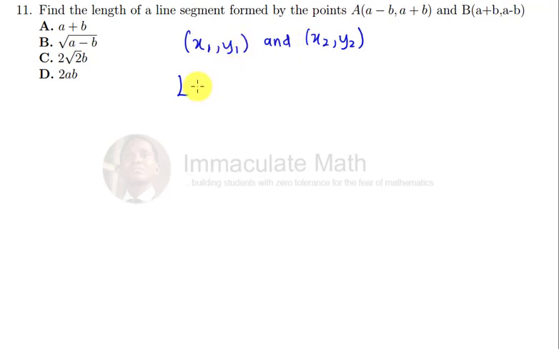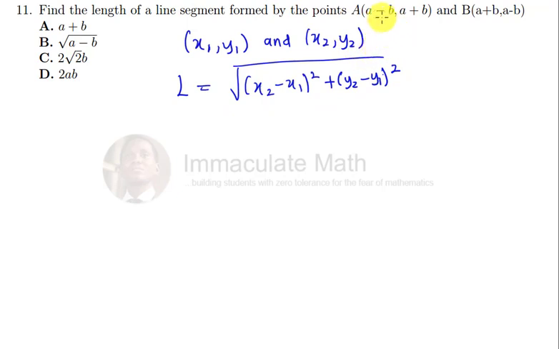If I want to calculate the length, that means I'm going to take the square root of x2 minus x1 all square plus y2 minus y1 all square. So what you just need to do is pick out your x1 and your y1, and this should be my x2 comma y2. So if I apply the formula directly, what am I going to have?